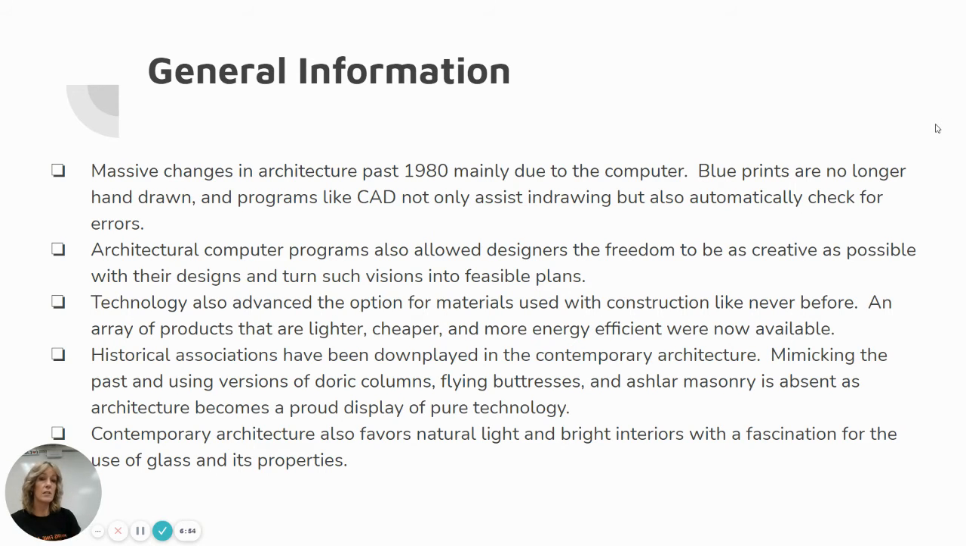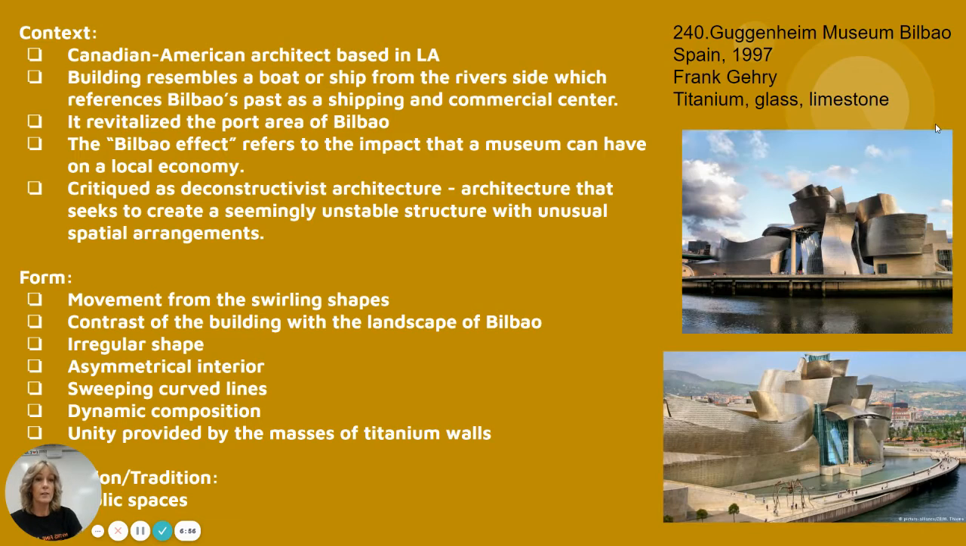systems and designs. So with that in mind, we're going to get to our two examples, which I think are really, really perfect and proper examples of contemporary architecture. Our first one is Image 240. It is the Guggenheim Museum, Bilbao.